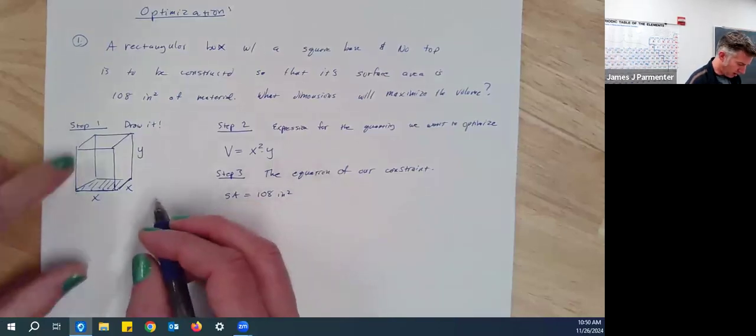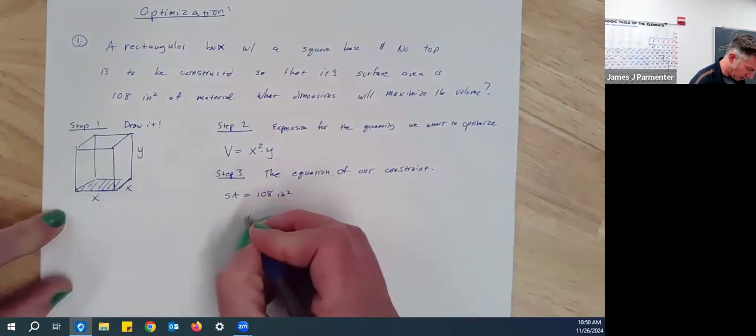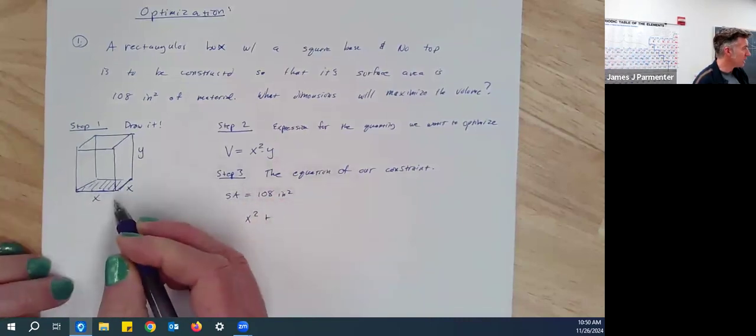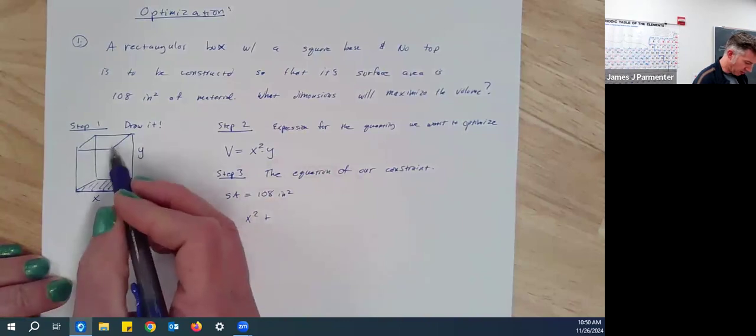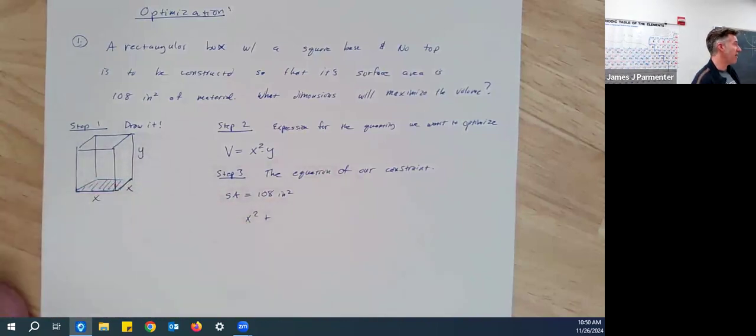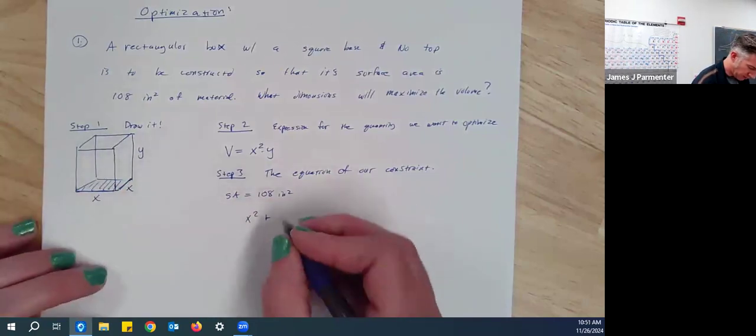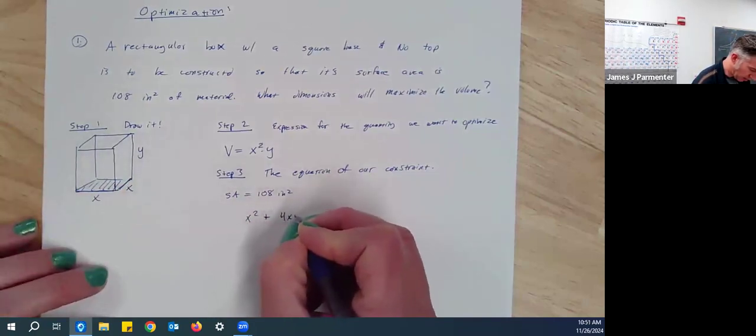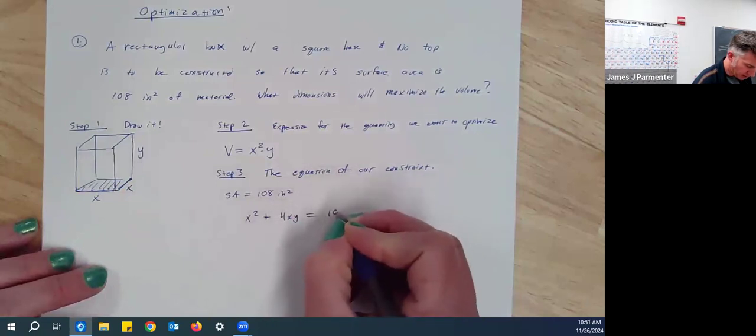So the bottom area is x times x, so x squared. And then each of the sides, this front face, this right face, this back face, and this left face, each of those 4 sides has an area of x times y. So I'm going to have 4 times x times y, and that's going to equal 108.